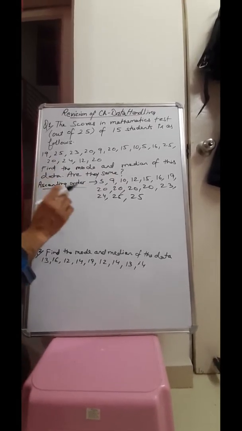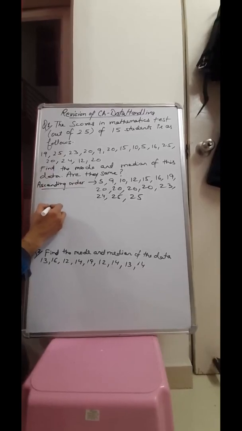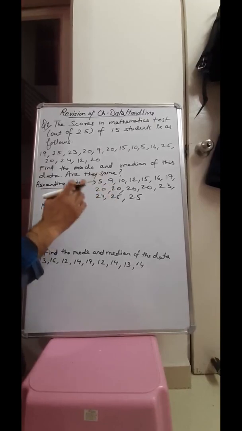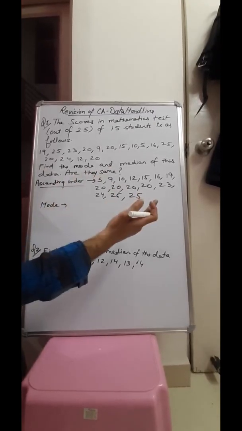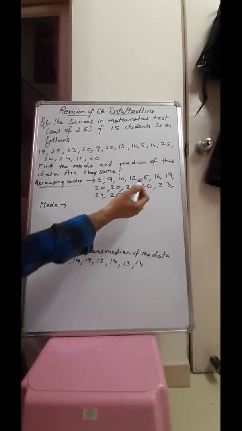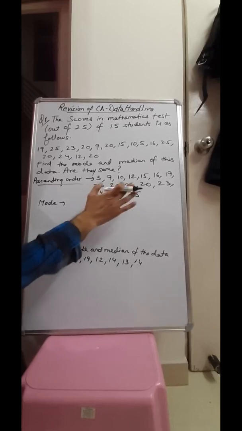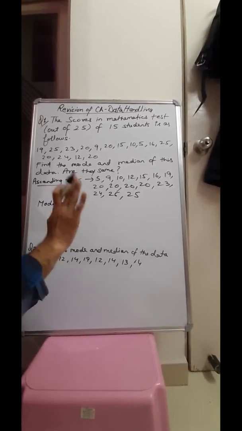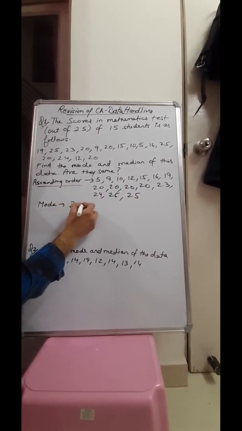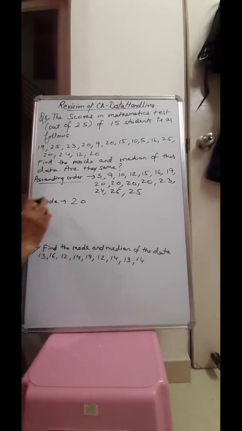first we have to find out the mode. The mode is the maximum number which is repeating. The number which is repeating maximum number of times will be considered as the mode. So which is the number repeating maximum number of times? 1, 2, 3, 4. We can see that 20 is repeating 4 times. That is your maximum number of times. Therefore the mode will be 20. So the number which is repeating maximum number of times will be your mode.